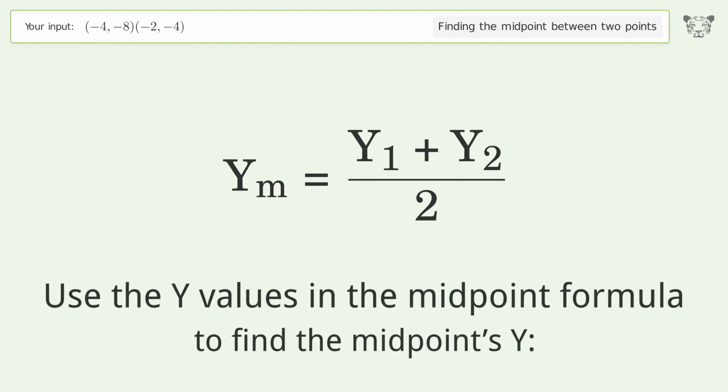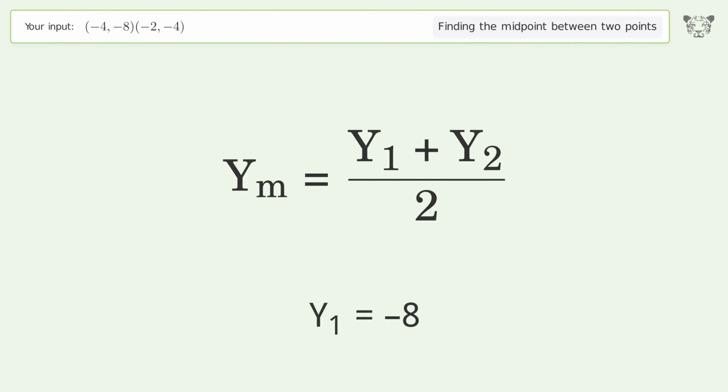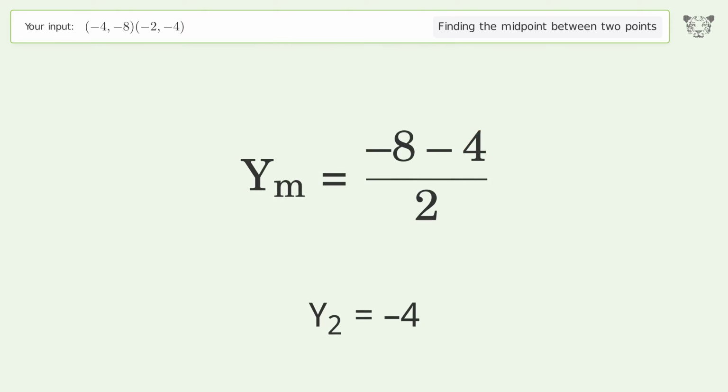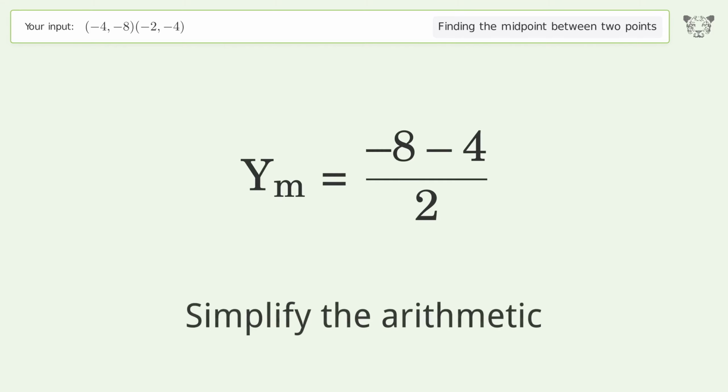Use the y values in the midpoint formula to find the midpoint's y. y1 equals -8. y2 equals -4. Simplify the arithmetic.